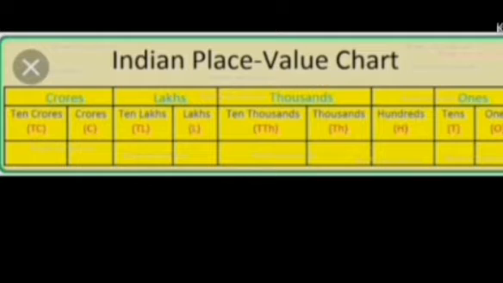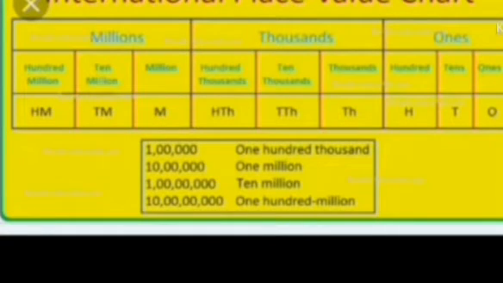Okay, if you observe here, only in the ones period you get 3 digits. In all the remaining periods you get 2 digits only. Remember that. Let's learn. Go to another slide.